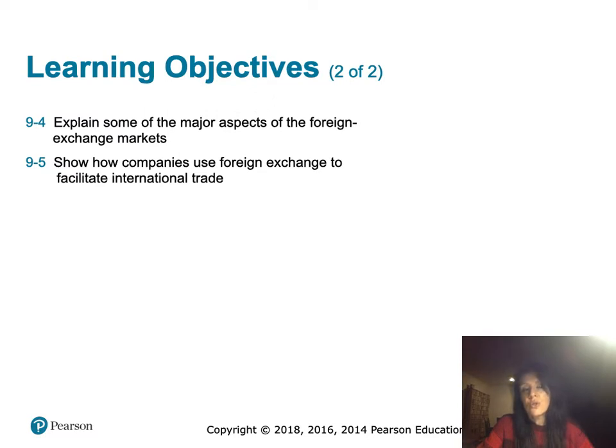So here we continue with some of the learning objectives, such as explaining some of the major aspects of the foreign exchange markets. And also we will give some examples about how the companies use foreign exchange to facilitate international trade and finance.